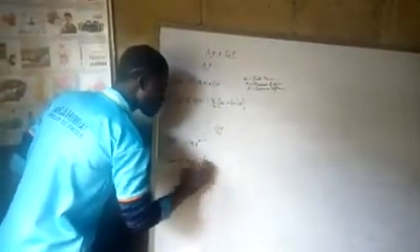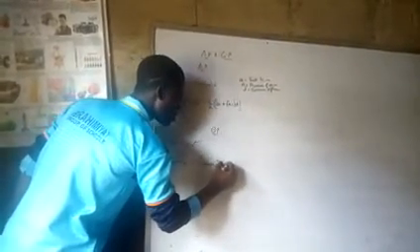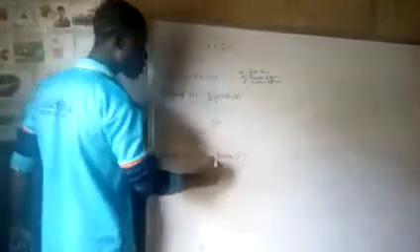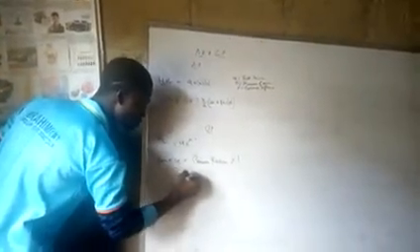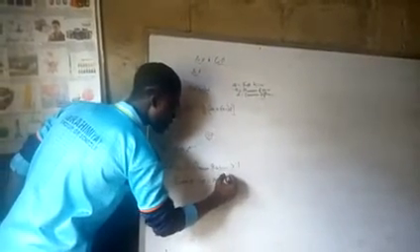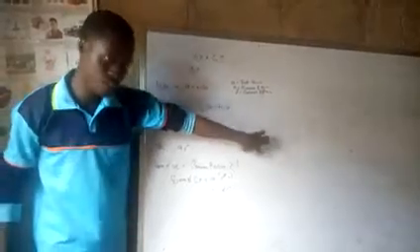This one is divided into 2. You can have the sum of nth term of G.P. when you have your common ratio greater than 1. If your common ratio is greater than 1, what will be the sum of nth term of G.P.? The sum of G.P. equals a, open bracket r raised to power n minus 1, divided by r minus 1. That is when you have the common ratio greater than 1.